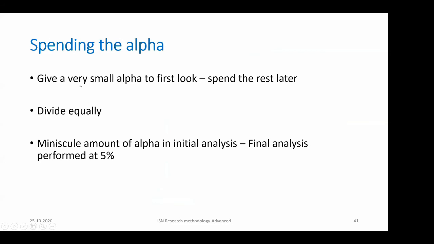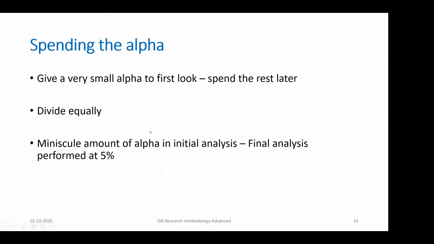So one way of doing the interim analysis is, the overall alpha will be set at 0.05 and you give a very small alpha to the first look, say 0.01 or so. And you are going to declare the study as a success if you get a p-value less than 0.01, not 0.05.